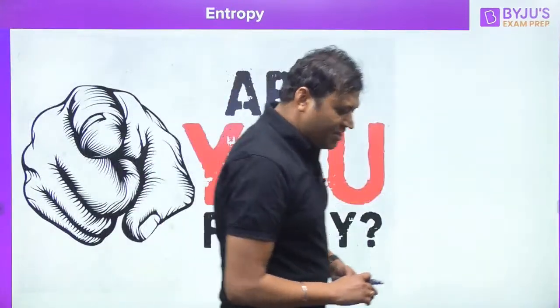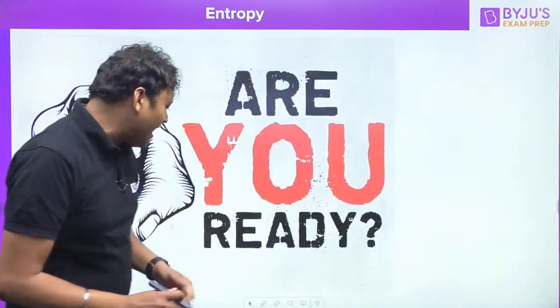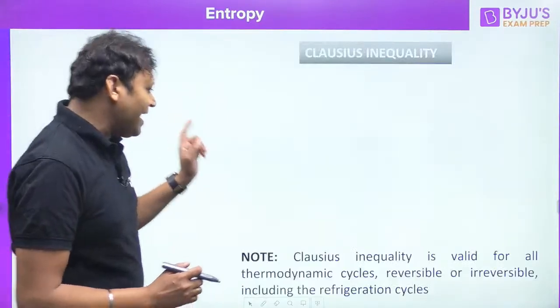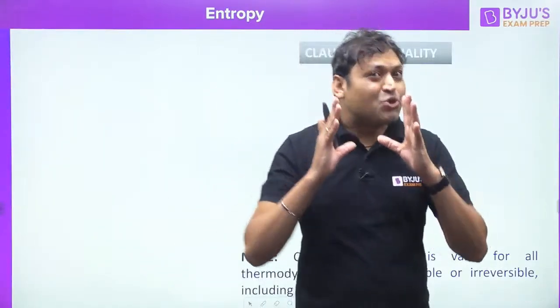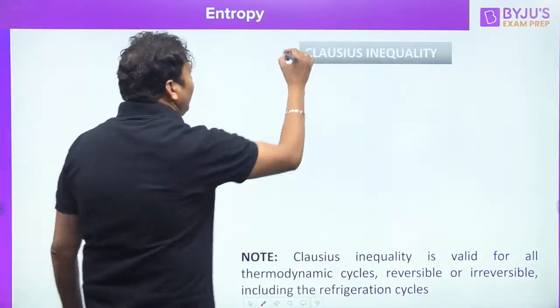So, ready for the session? Are you all ready? Entropy is randomness. That is what I have got from the students, the disorderness or randomness. So the story of entropy begins with the Clausius inequality.